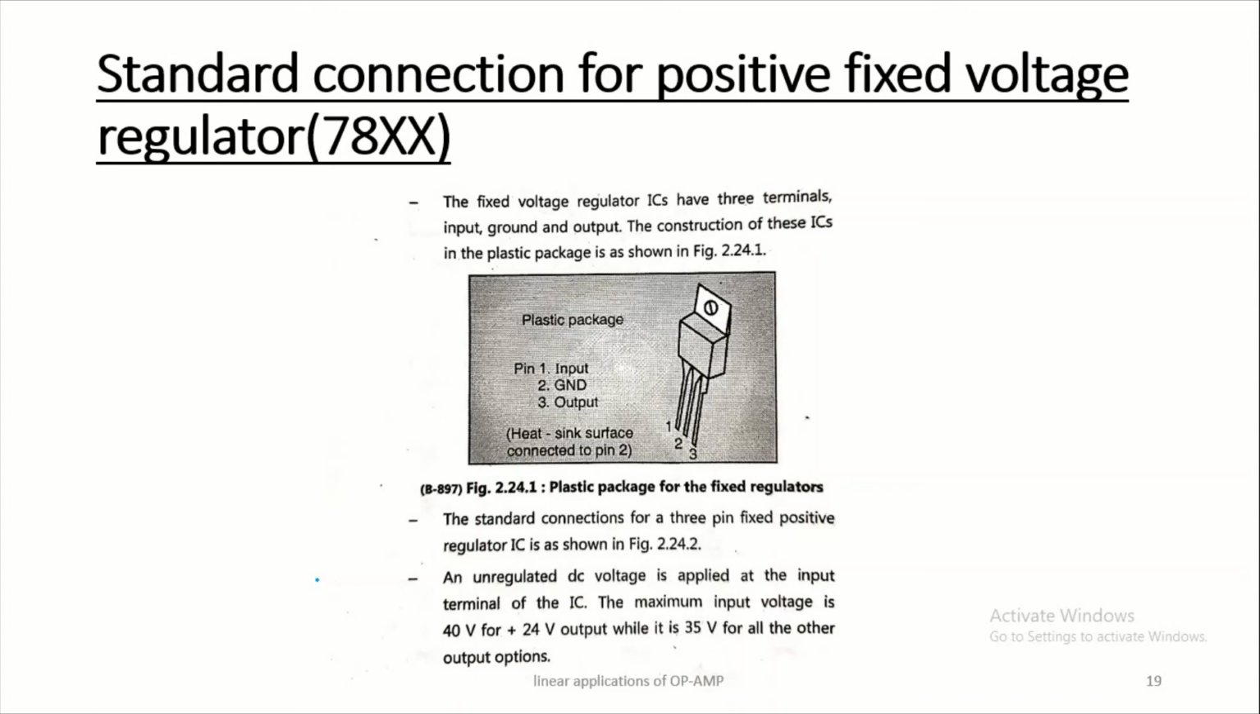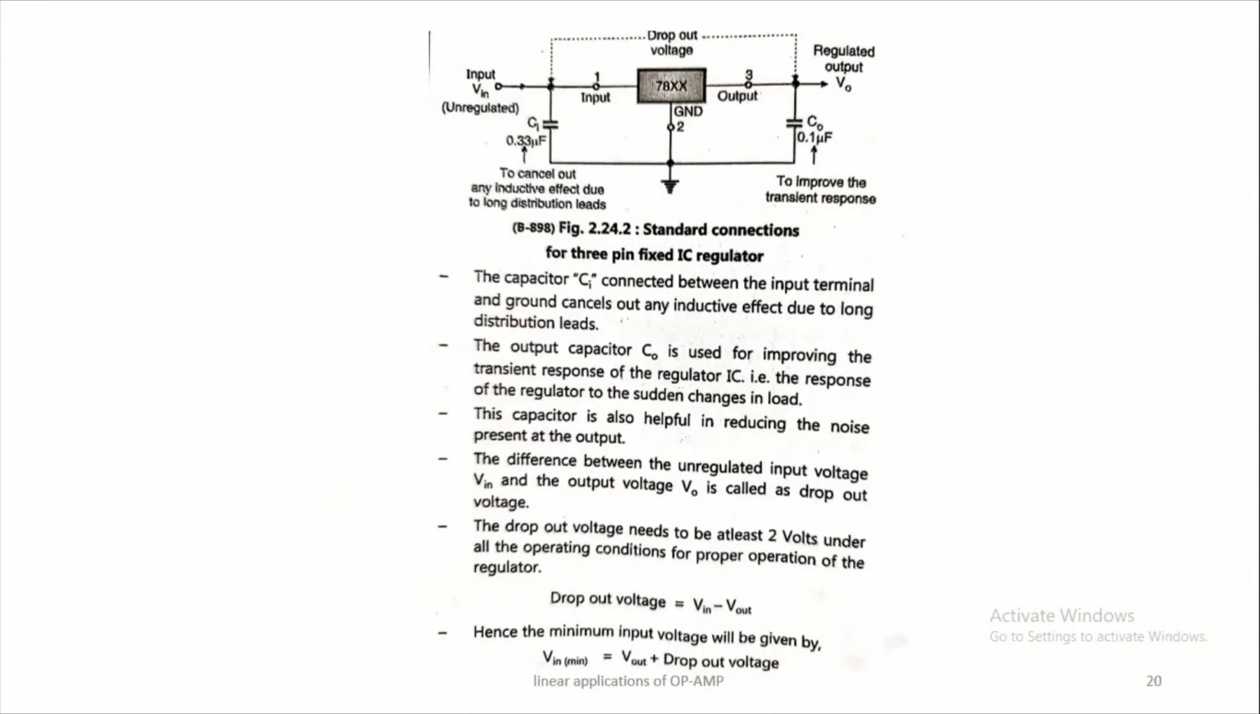An unregulated DC voltage is applied at the input terminal of the IC. The maximum input voltage is 40 volt for the positive 24 volt output, while it is 35 volt for all other output options. This is the standard connection for the 3-pin fixed positive regulator IC. An unregulated DC voltage is applied at the input terminal of the IC. Here, the unregulated supply is connected at the input side.